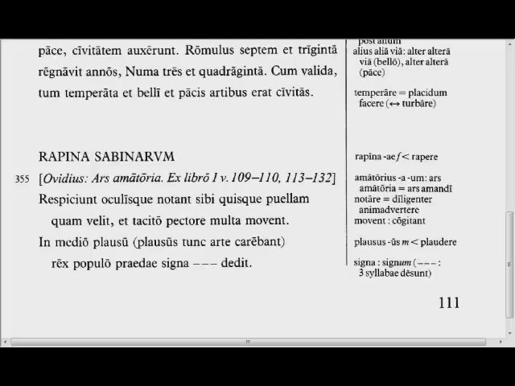We're in the text at line 355, and we're reading from Ovid, his Ars Amatoria, and it's about the rape of the Sabine women. And before we go through this, and I read it aloud in Latin, we need to mark up the text so that you'll be able to read it with the correct meter.